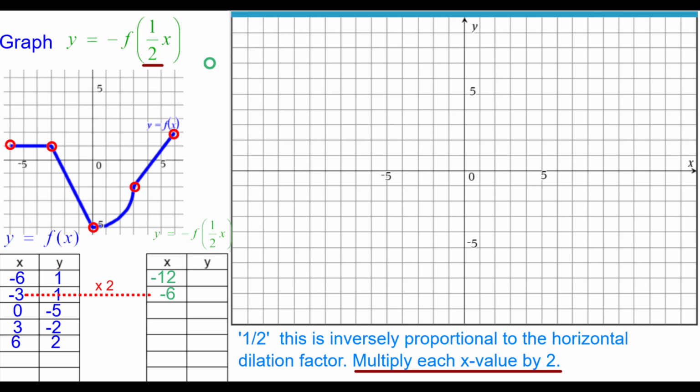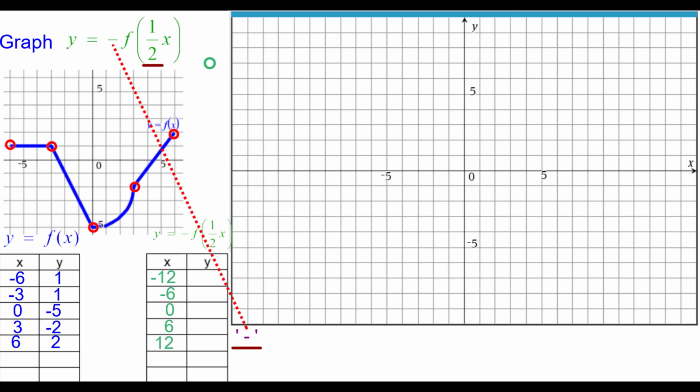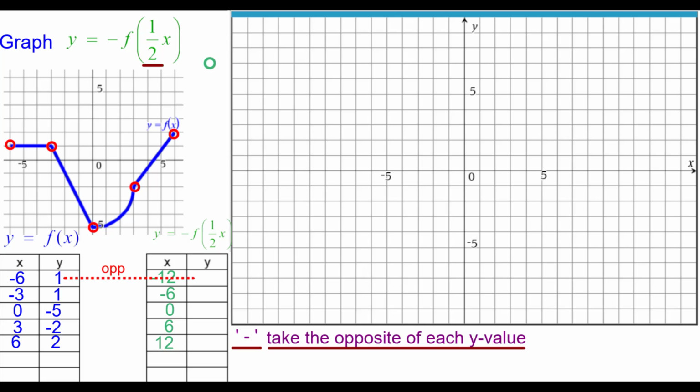And doubling each of the x values, this is what you get. Press pause if I went too quickly. The opposite sign affects the y values. Take the opposite of each of the y values. So starting with 1, we take the opposite of 1, and it's -1. So we can plot the point -12, -1. Please finish the rest of these 4 points here.